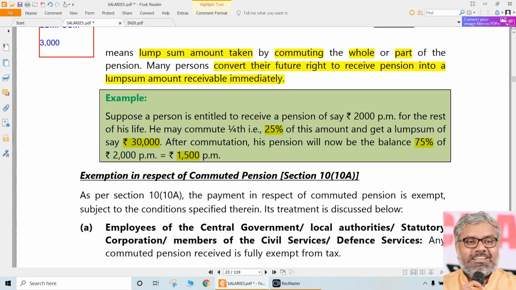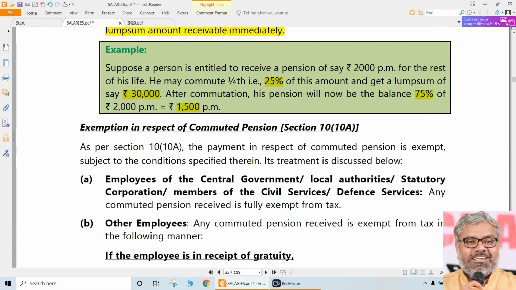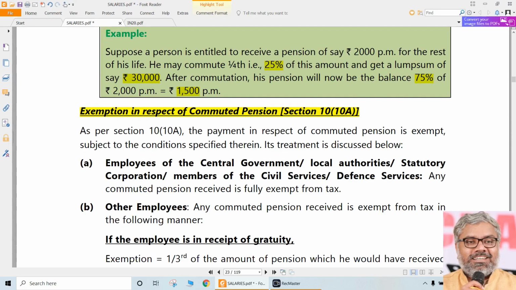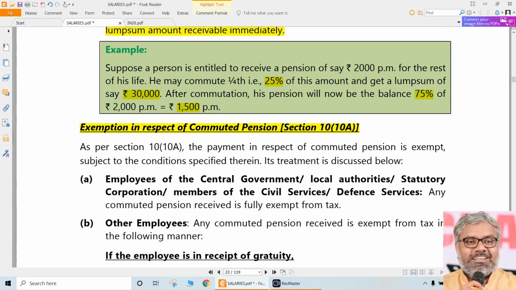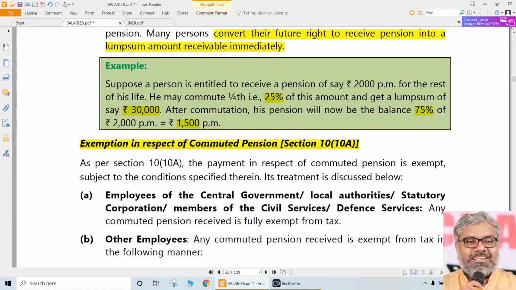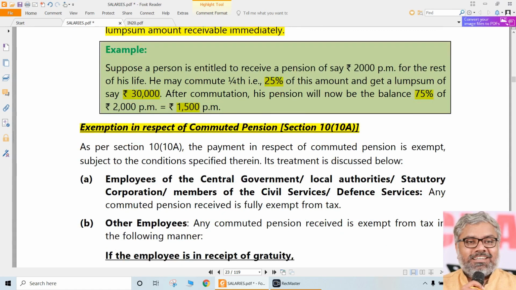The question about this 30,000 will definitely be coming. Whether it is taxable or not depends upon the exemption that has been granted in section 10(10A). You should remember this section number, 10(10A), with capital A. According to 10(10A), there is some exemption that is given for commuted pension only. Only commuted pension. For uncommuted pension, there is no exemption, it is fully taxable. So according to 10(10A), any payment in respect of the commuted pension is exempt, subject to the conditions specified. And how much is that exemption?